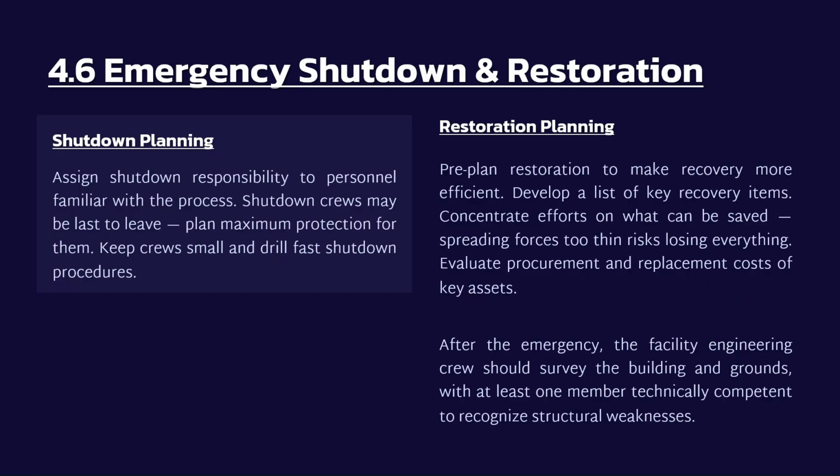The second component is restoration planning. After an emergency, organizations must restore key operations and critical infrastructure. This involves identifying priority systems, estimating recovery times, and allocating resources needed for recovery. After the incident, facility engineering teams should also inspect buildings and grounds to identify any structural weaknesses or safety hazards before allowing reoccupation. Proper shutdown and restoration planning helps ensure a safe transition from response to recovery.